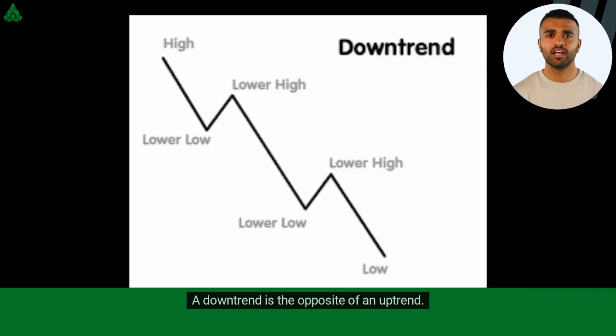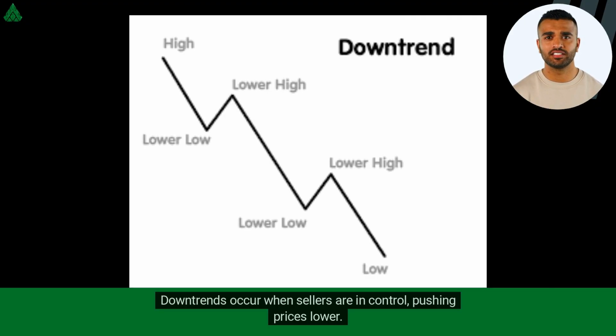A downtrend is the opposite of an uptrend. It is marked by a series of lower highs and lower lows. This indicates a general decrease in price over time. Downtrends occur when sellers are in control, pushing prices lower.